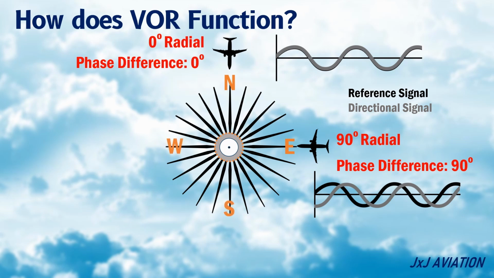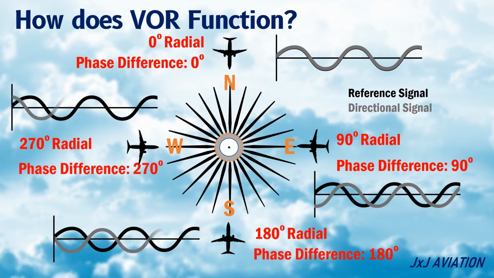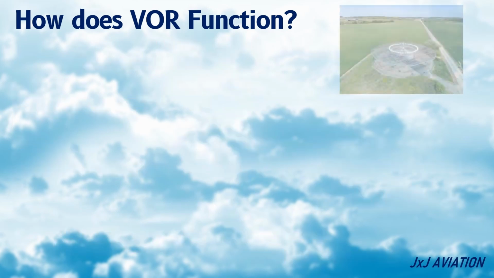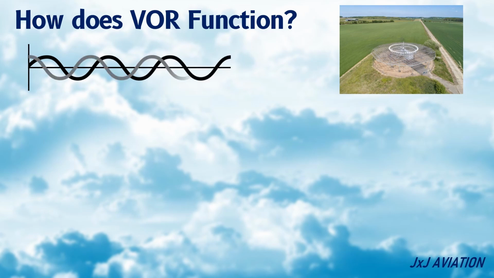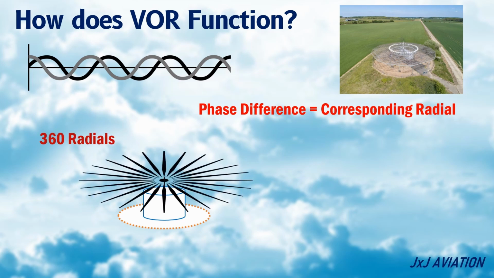Similarly, if the aircraft is south or west of the VOR, the radials will be 180 and 270 degrees. The phase difference between the signals will be 180 and 270 degrees. So the phase difference between the reference signal and the directional signal will be the same as the corresponding radial. The VOR transmits 360 radials, each at a spacing of 1 degree, so the phase difference will also vary accordingly.